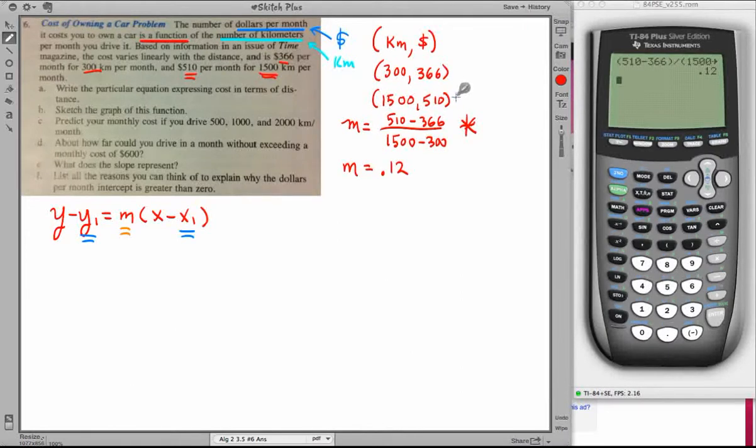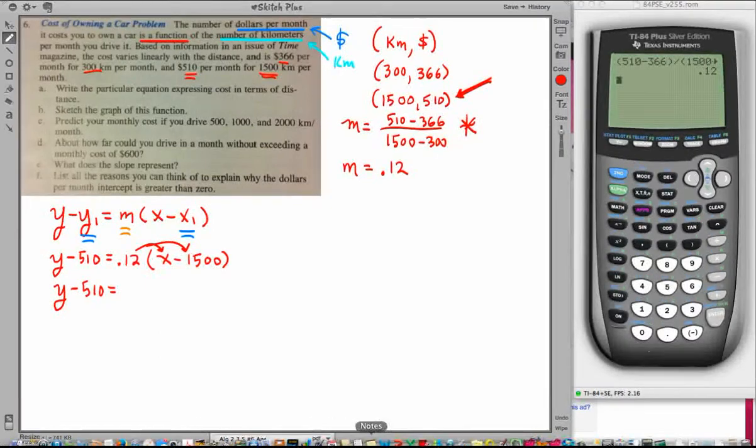Let's choose this second point right here, 1,500 comma 510, to use in the equation. So in doing that, the y coordinate is 510. The slope we've just calculated, 0.12, and from our data point, x minus the x coordinate is 1,500. Take your time doing the arithmetic. You're going to need to distribute the 0.12 to the x and also to the negative 1,500.